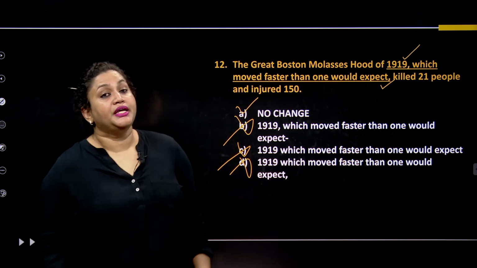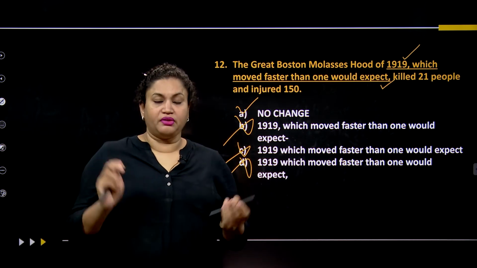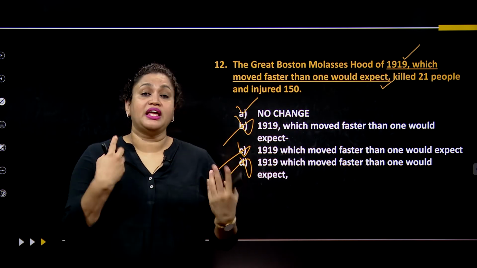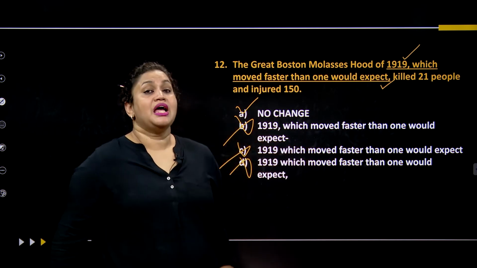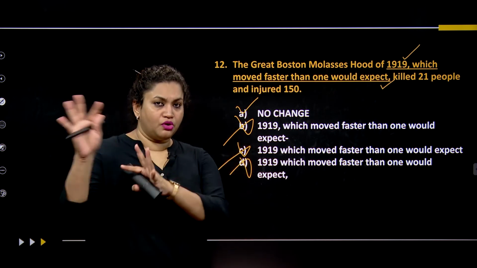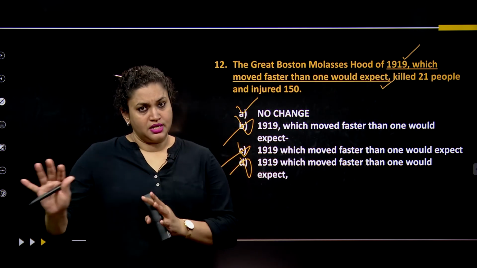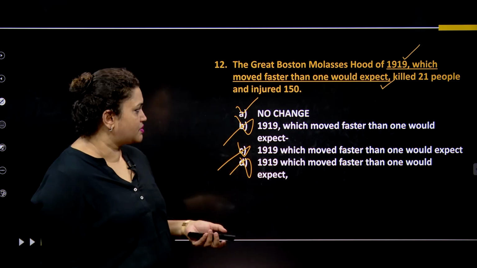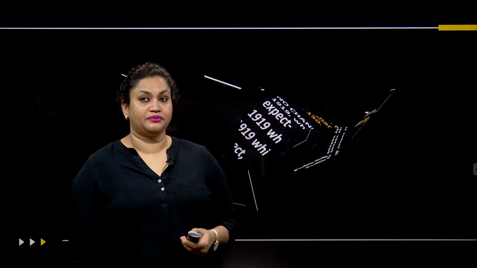Always understand, if you have two commas and you have information between them, that information is giving only extra information about the subject, and we can also remove it and then use the sentence further. So, that is one way of looking at it. Okay, let's go to the next one.